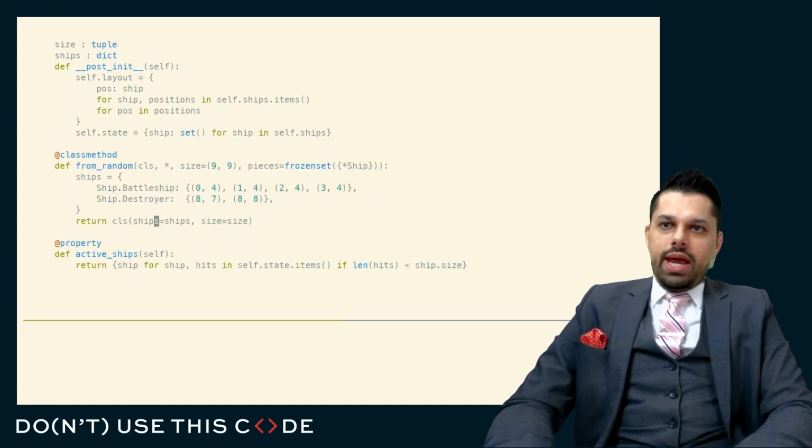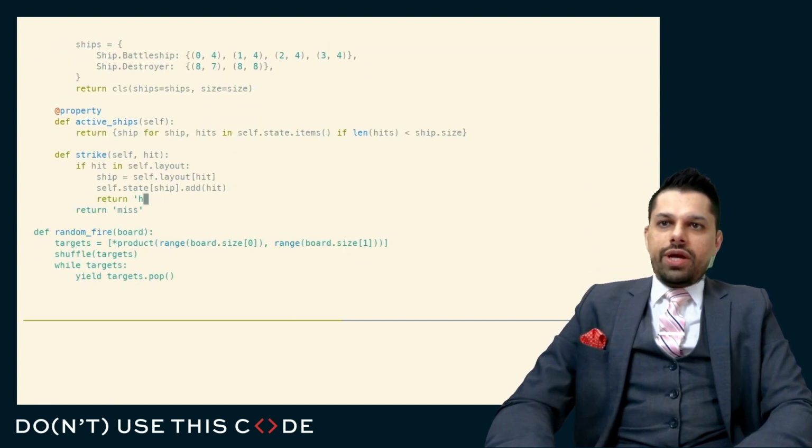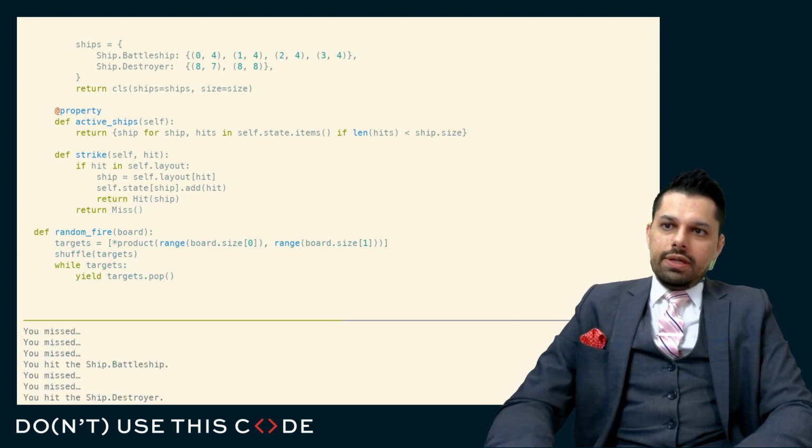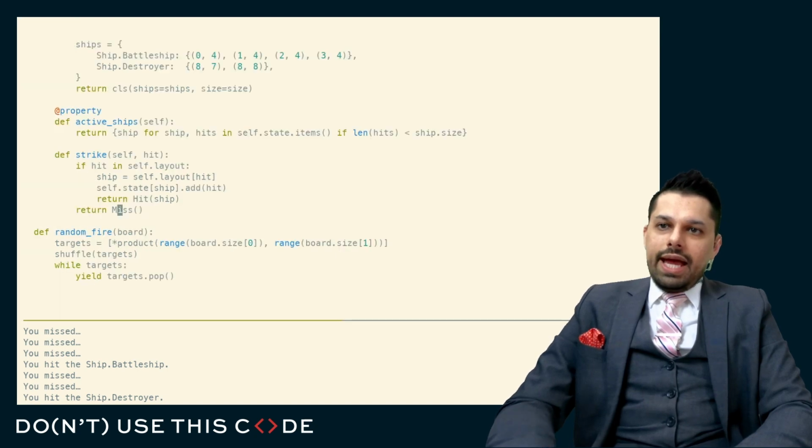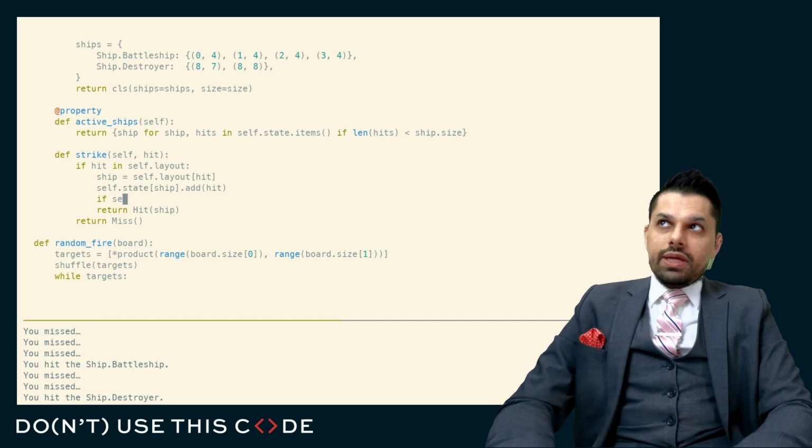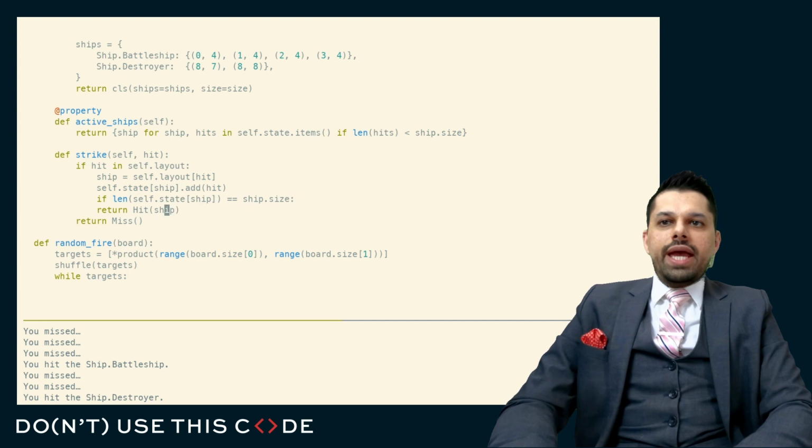And so there, what I can do is I can say, okay, this thing should be a hit with the ship, and this thing should be a miss. And so you can see, there we go. And then finally, I can say that if the length of self.state of the ships is equal to the ship's size, then it was a sinking. So I can do something like this.